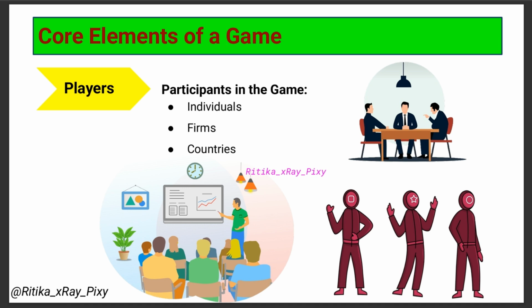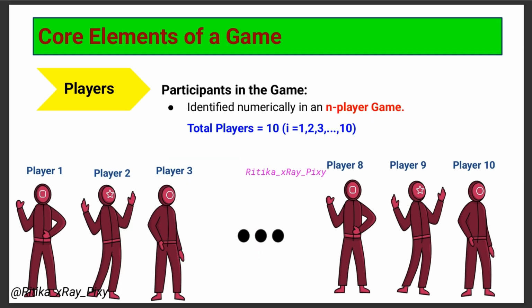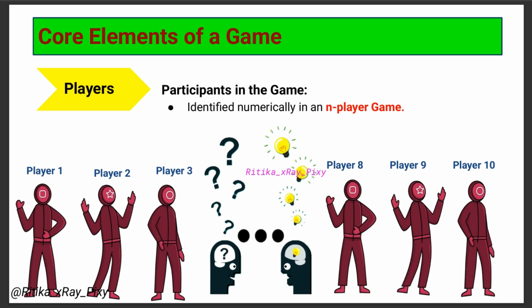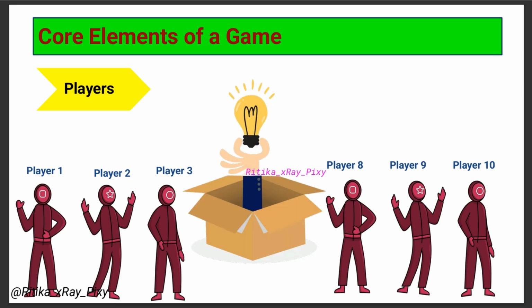In an n-player game, we identify each player numerically. For example, suppose we have 10 players, so i equals 1 to 10. We have player 1, player 2, player 3, up to player 10. Each player's decision influences the others, and their decisions collectively influence the outcome. So each player's choice of strategy contributes to the overall outcome of the game.